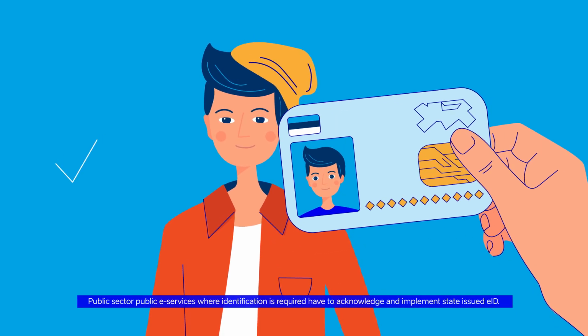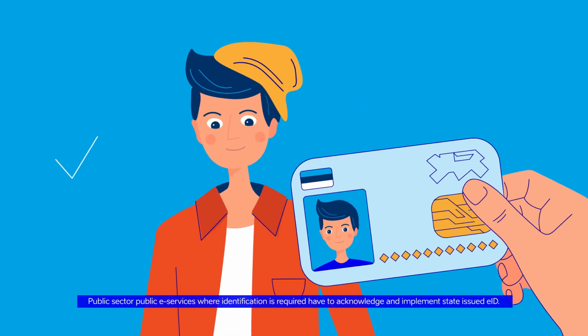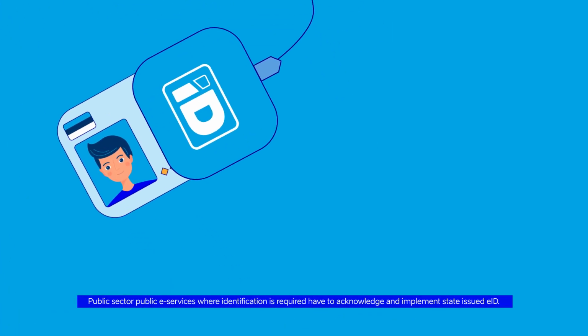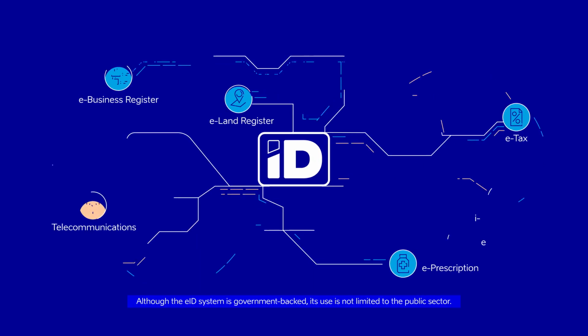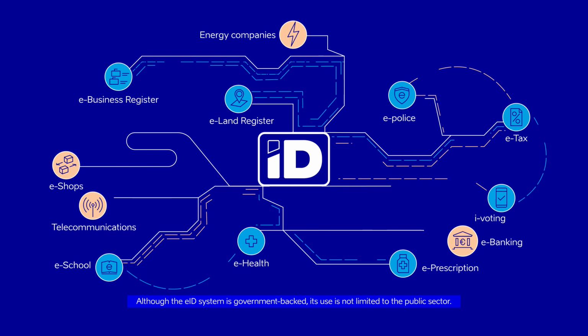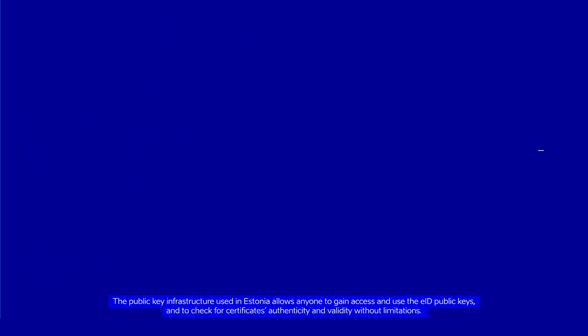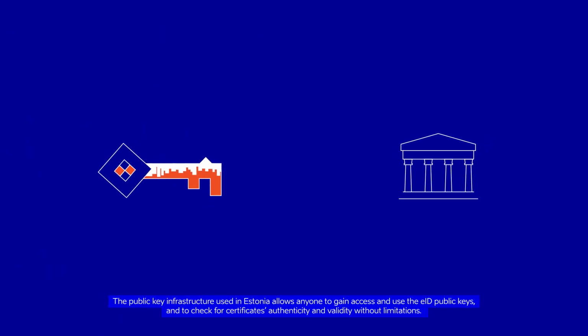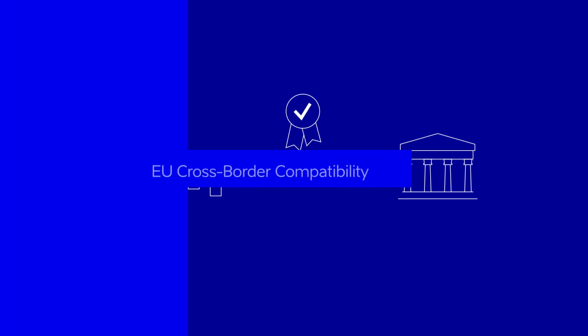The use of Estonia's eID public key certificates is unlimited. Public sector and public e-services where identification is required have to acknowledge and implement state-issued eID. Although the eID system is government-backed, its use is not limited to the public sector. The public key infrastructure used in Estonia allows anyone to gain access and use the eID public keys and to check for certificates' authenticity and validity without limitations.